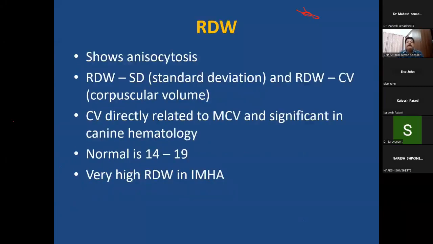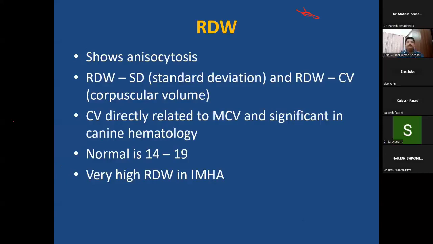Then another parameter which we should consider is RDW. RDW is the red cell distribution width. This is very important. Suppose we are examining the blood for anisocytosis or poikilocytosis. Anisocytosis is more important and more dangerous than poikilocytosis. So, the red cell distribution width is increased in anisocytosis.